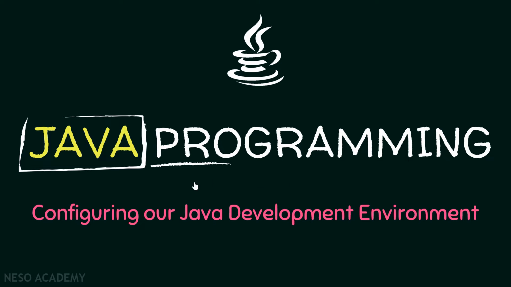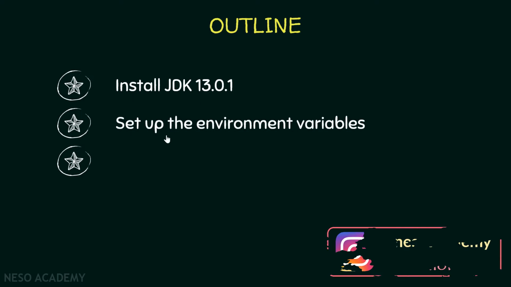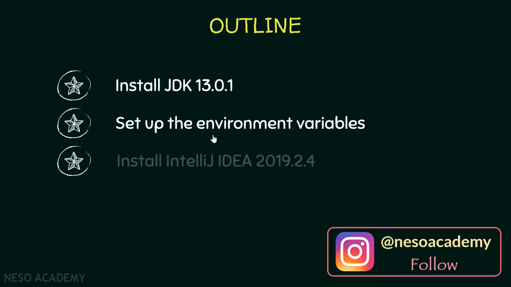In this lecture, we will be configuring our Java development environment. Here is our outline. We will install our JDK, and right now the latest version is 13.0.1. Then we will set up the environment variables, and finally we will install IntelliJ IDEA, which is the IDE that we will use in this course.